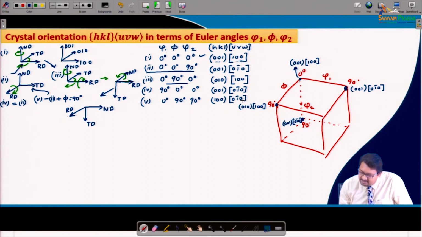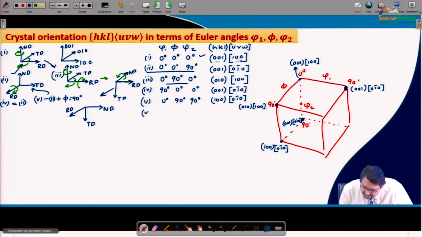Now, let us put this in the Euler space. So, it is phi 1 equal to 0, phi equal to 90 and phi 2 equal to 90, right. So, the position of this is here and this is basically 1 0 0, 0 1 bar 0, right.